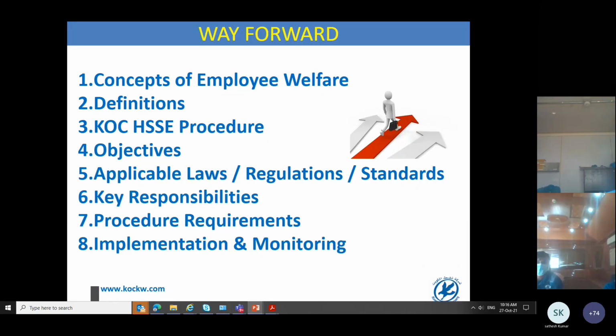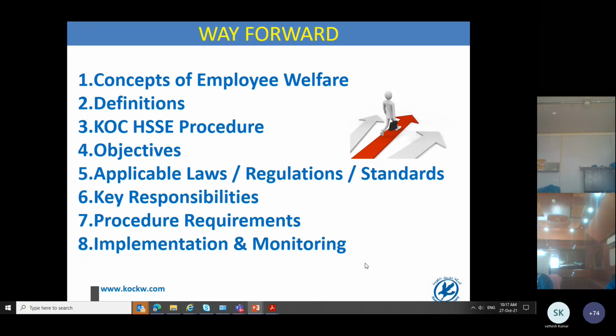So basically, we already talked about why employee welfare is required. I'm going to brief on the definitions, the KOC HSSE procedure, the objectives of this welfare procedure, and the applicable laws of Kuwait, as well as the KOC standards, KPC standards and the regulations. And the most important thing is the key responsibilities and the requirements as per this procedure. Every contractor, what they are supposed to do, every subcontractor, what they are supposed to do, and implementation and monitoring we'll also be talking about.